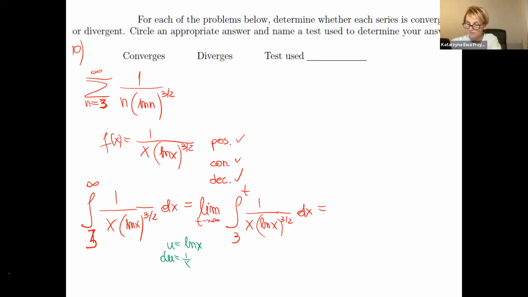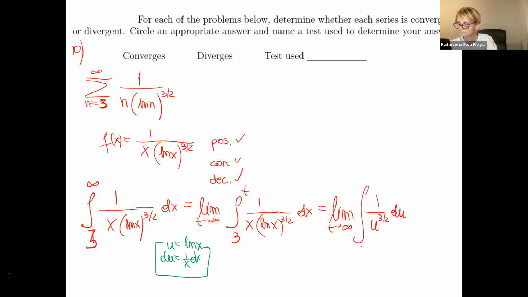U is ln of x, with 1 over x dx. Perfect. I'm supposed to write line after line, but it's okay. So 1 over x dx means it will be the integral of u to the power of 3/2 du, with limits natural log of 3 and natural log of t. I'm just changing the limits of integration. Okay, we can actually finish this.